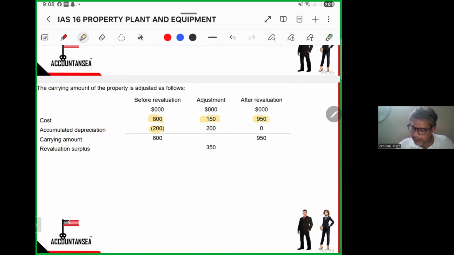Accumulated depreciation was 200. What is accumulated depreciation? The depreciation which we have deducted so far in previous years. So to adjust it, we have to write off 200. Now after revaluation, it's zero. Now the carrying amount you can see is 600, and now we'll make the readjustment of 350. That's how we will do it. Adjustment of 350 we had made, and after revaluation now its value is 950.